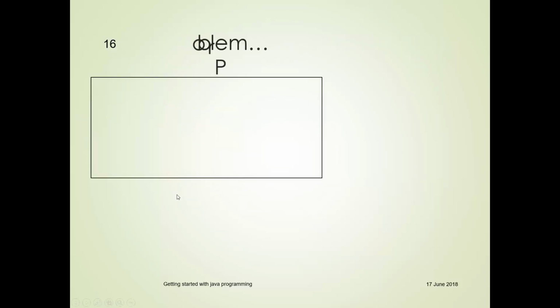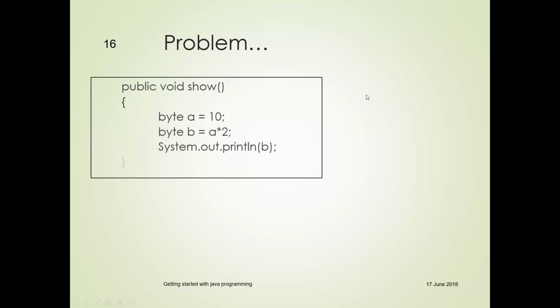Okay, now let's do some problem solving. In this method there are two variables a and b. Variable a is of type byte and b is also of type byte, and a is equal to 10, b is equal to a into 10. I'm multiplying this and I'm showing the value of b. Can you guess what will happen?